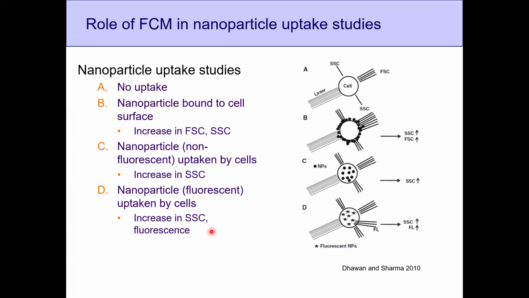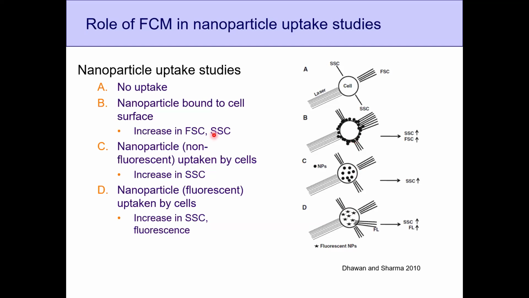So you make a nanoparticle. Now you are tagging it with cells in multiple ways. Either it's outside the cell, you stick it on the surface of the cell, or it's inside the cell. Now that nanomaterial is tagged with some fluorochrome. So if it's outside the cell, then there is an increase in forward and side scatter.